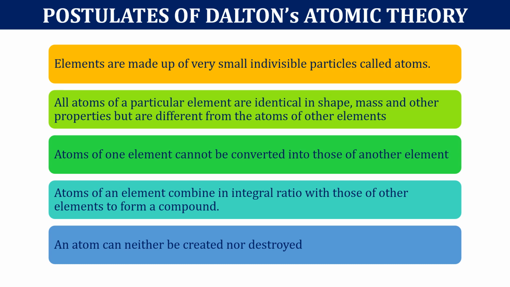Postulates of Dalton's atomic theory. Elements are made up of very small indivisible particles called atoms. All atoms of a particular element are identical in shape, mass, and other properties, but are different from the atoms of other elements. Atoms of one element cannot be converted into those of another element. Atoms of an element combine in integral ratio with those of other elements to form a compound. An atom can neither be created nor destroyed.